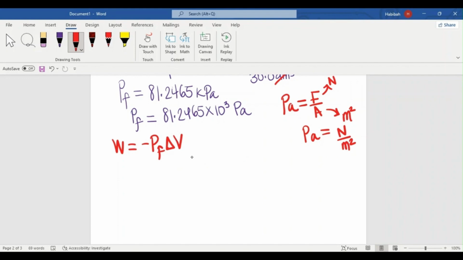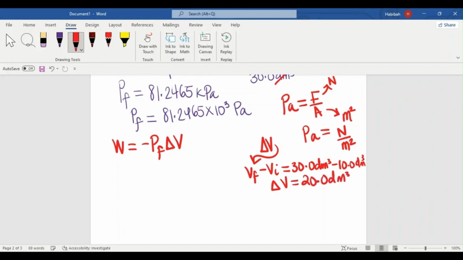But let's also not forget what volume is. We're asked to find the change in volume. We know the change in volume is just V final minus V initial. So that would be 30.0 dm cubed minus 10.0 dm cubed. So the change in volume is going to be 20.0 dm cubed. That's basically what you do.